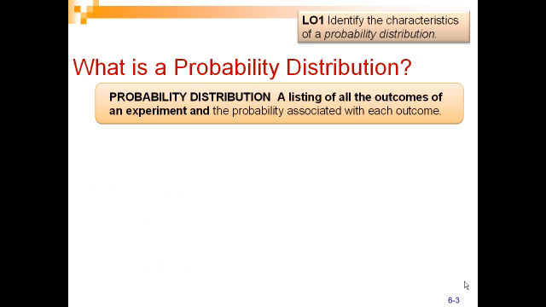Let's begin with probability distribution. What is a probability distribution? A probability distribution shows the possible outcomes of an experiment and the probability of each of these outcomes. So according to your reference book, a probability distribution is a listing of all the outcomes of an experiment and the probability associated with each outcome.